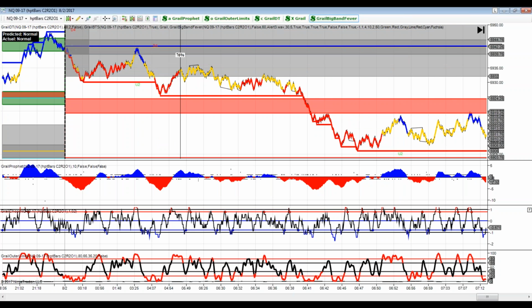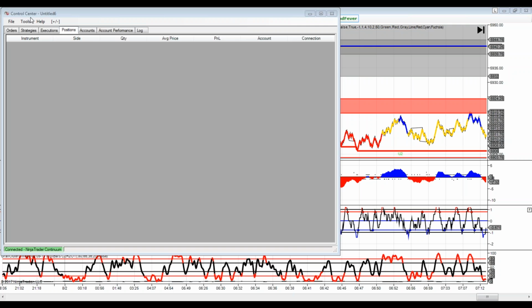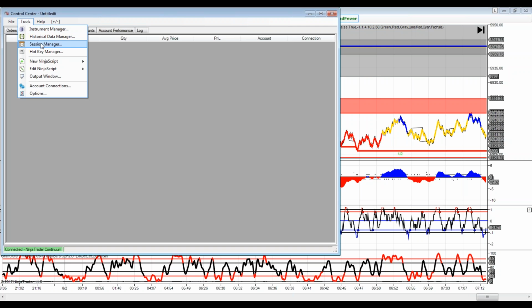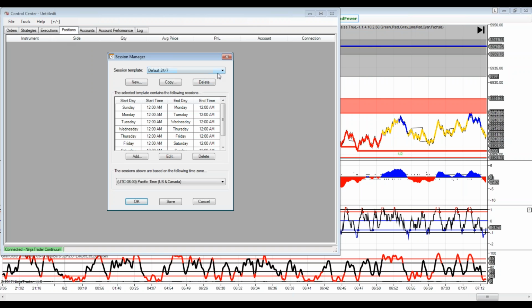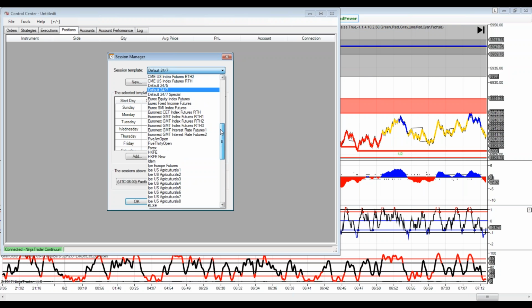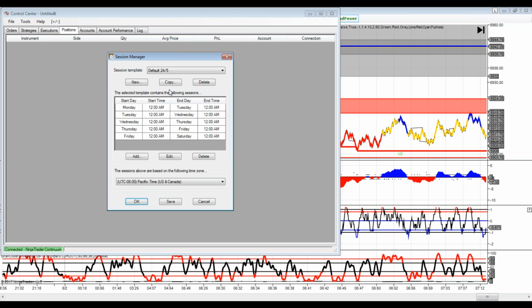And as far as the session template is concerned, I want to show that. The way you get your session template is you go to your control panel, you go to Tools, Session Manager, and in this case I'm going to find the default 24/5. You notice it starts every day, Monday through Friday, at 12 a.m. and ends 12 a.m. The important thing is the session is based on UTC 8, which is Pacific time.